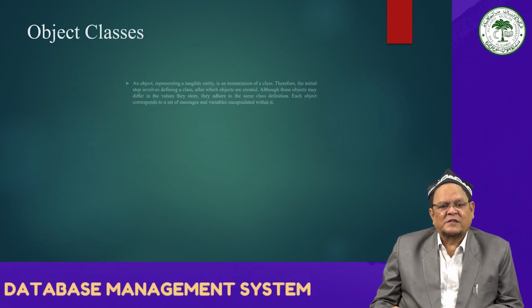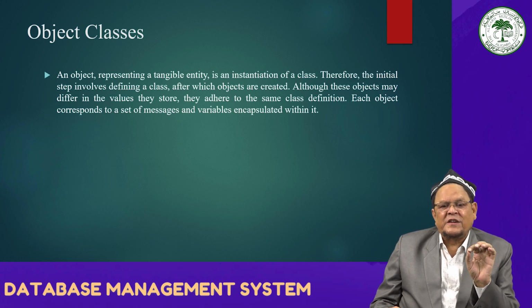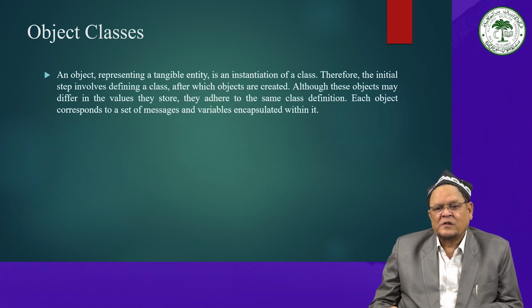The next is object class. An object representing a tangible entity is an instantiation of a class. The initial step involves defining a class, after which objects are created. Although these objects may differ in the values they store, they adhere to the same class definition.